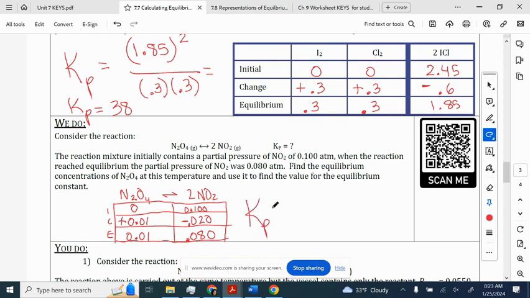So Kp equals 0.080 squared divided by 0.01. Not squared, because there's no coefficient there. Let's see if Presley can redeem herself. 0.64. 0.64. Very good.